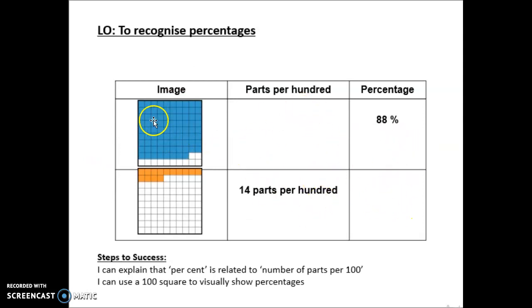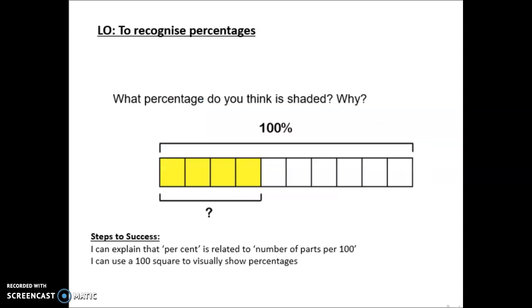Okay, so if we're looking at different images, we're thinking of parts per 100 and then the percentage. So here is the image. Parts per 100, see if you can work it out just quickly. How many blue are shaded? That is 88 out of 100, which is 88%. Have a quick look at the next one. How many orange squares are there? There are 14 parts per 100, which will be 14%.